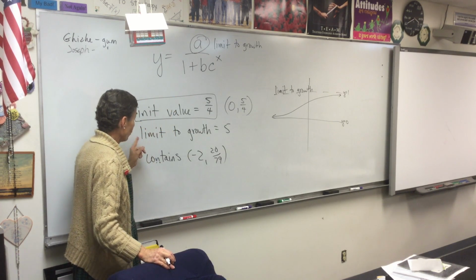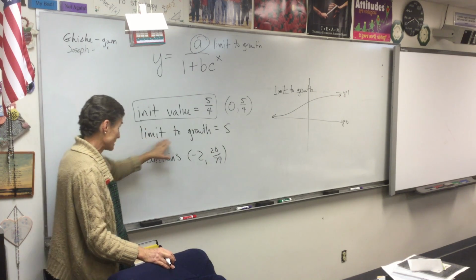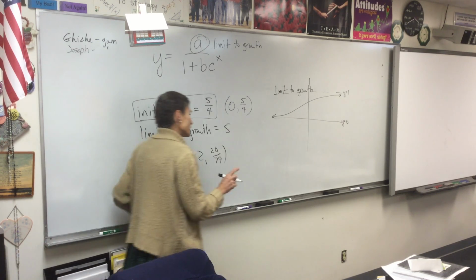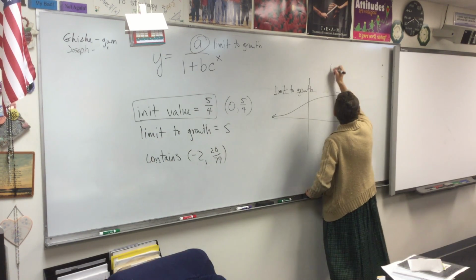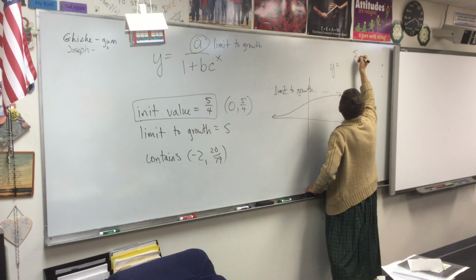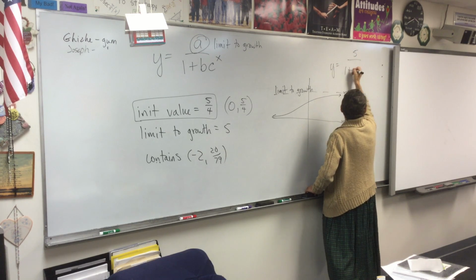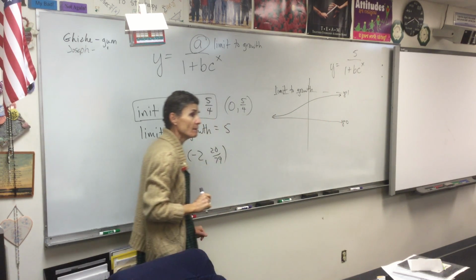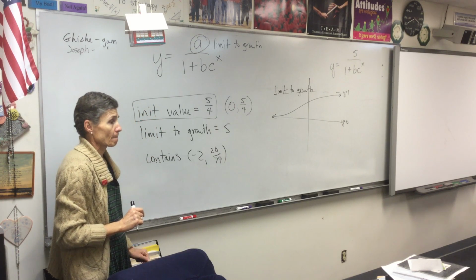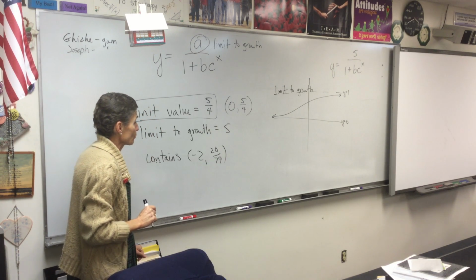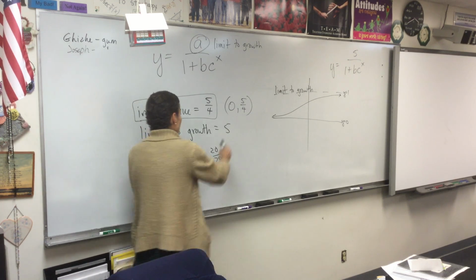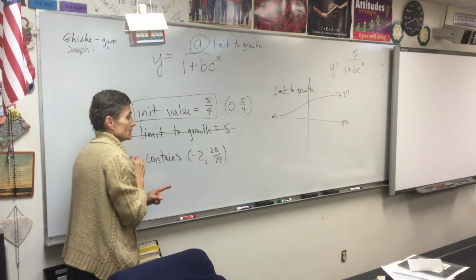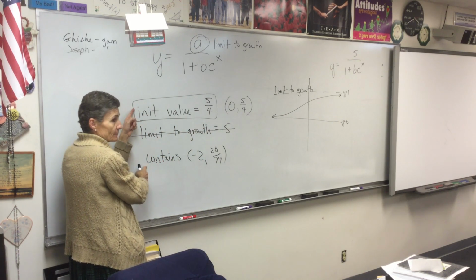Now, I have told you that one of the pieces of given information is the limit to growth is 5. So doesn't that tell me right now that my equation has a 5 up in the numerator? Can I go ahead and fill that in right now? That's the limit to growth. Now I've got 2 points. Okay, so I've taken care of that.